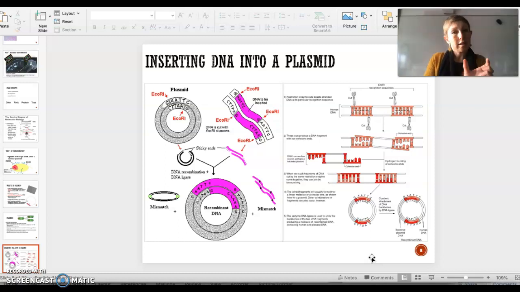They've used a restriction enzyme to cut both the plasmid and the gene of interest and combine those, ensuring that the sticky ends complement each other so that the GFP gene can be incorporated into the plasmid.